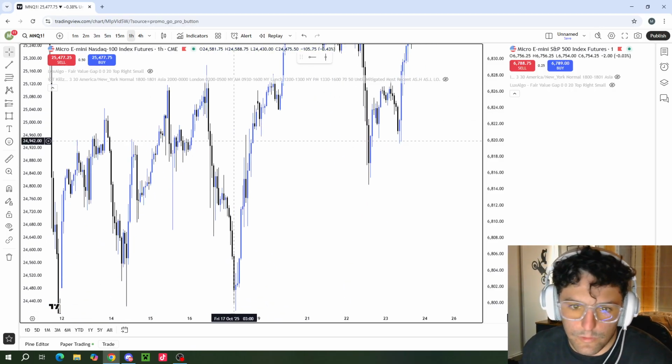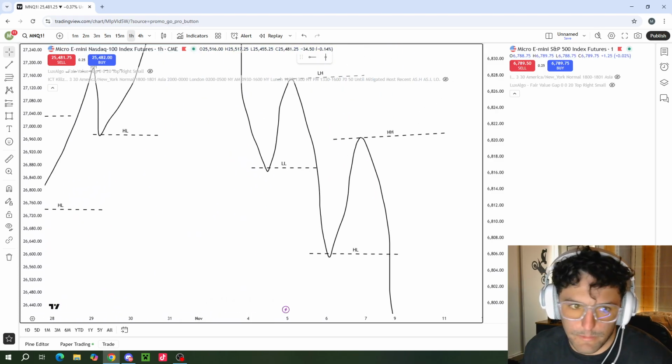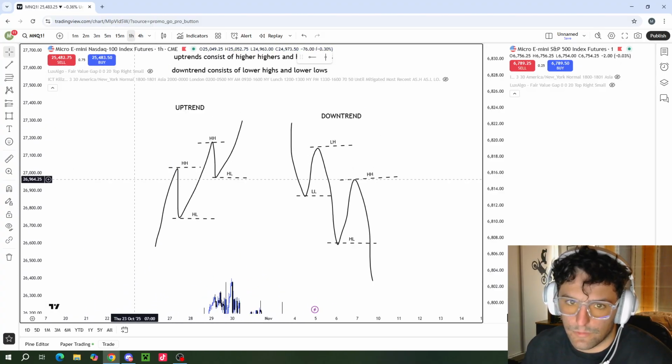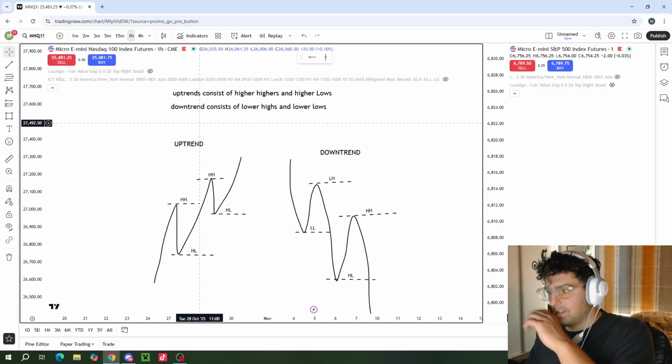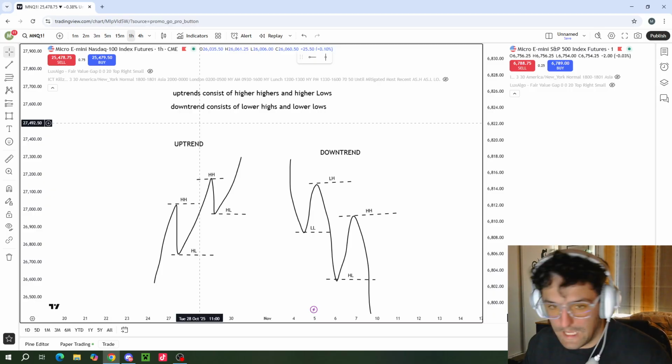What else to cover with trends? I don't think there is really much more to cover, but this should sum up everything. An uptrend consists of higher highs and higher lows. A downtrend consists of lower highs and lower lows. You shouldn't even have to think about this. It should just be boom, boom, boom. It should be a piece of cake.